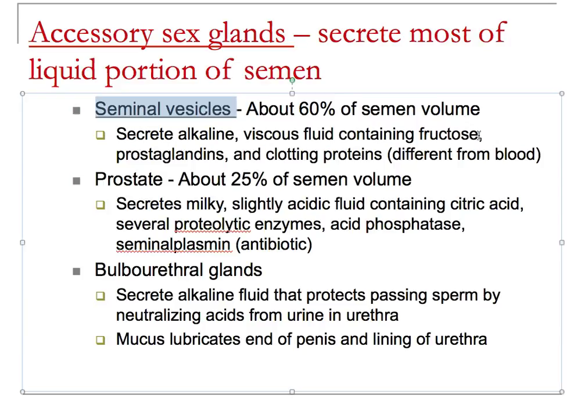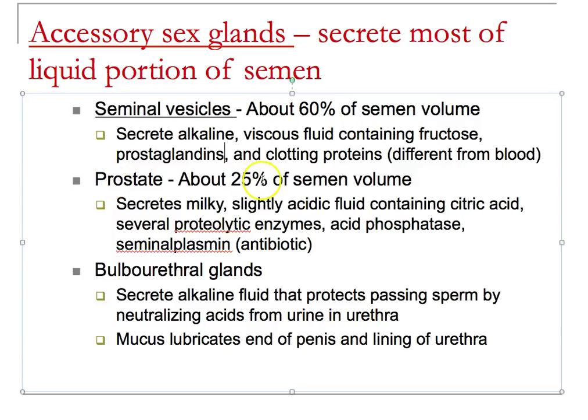This is the only part in the body that doesn't primarily use glucose as its carbon source. You have prostaglandins, which are going to create temporary inflammatory responses as well as smooth muscle contraction, and you have clotting proteins. So they're going to mix throughout all of the spermatocytes, so at ejaculation, depending on where it happens, you're going to allow for all of those to clot together. These are different from clotting proteins we're going to talk about in chapter 19.